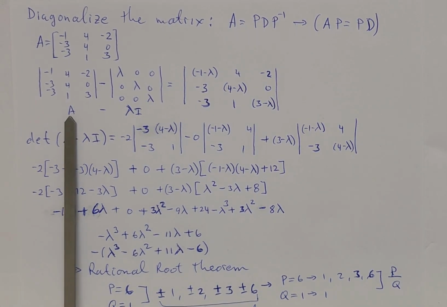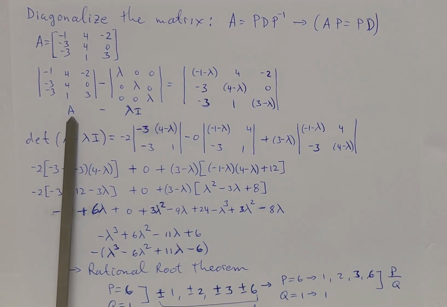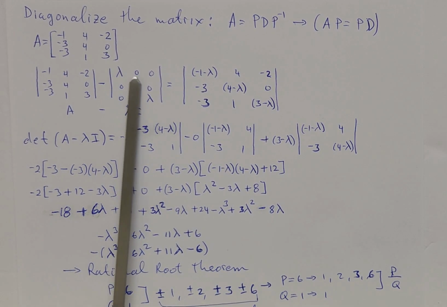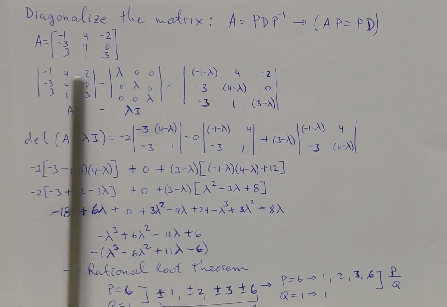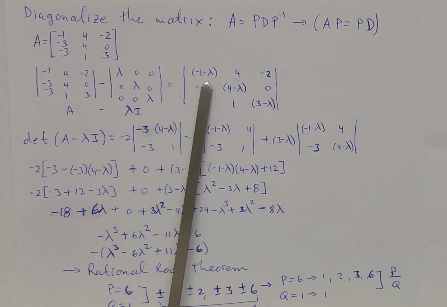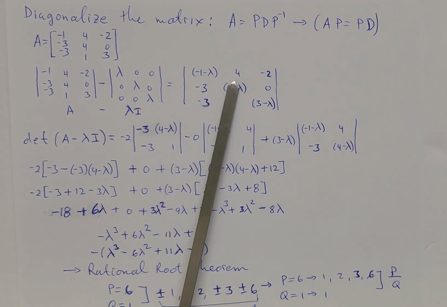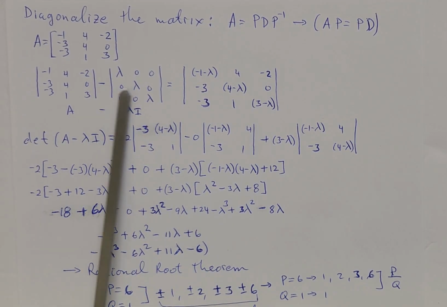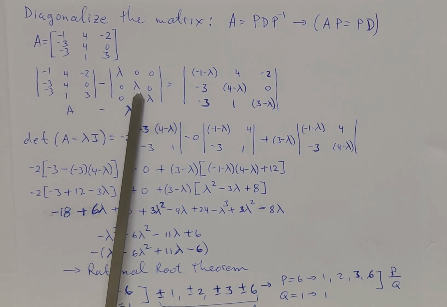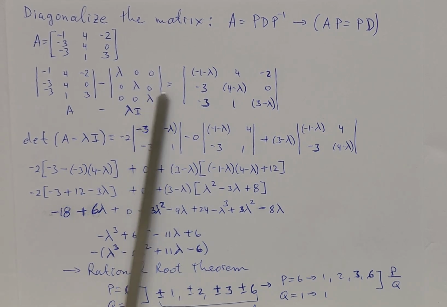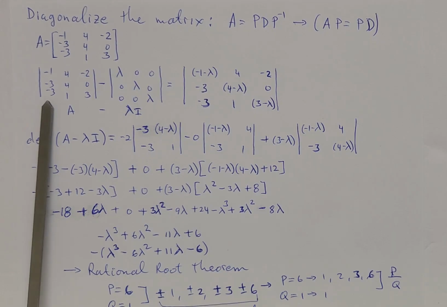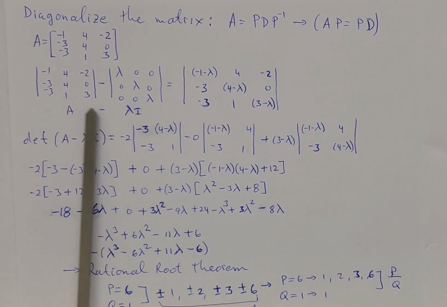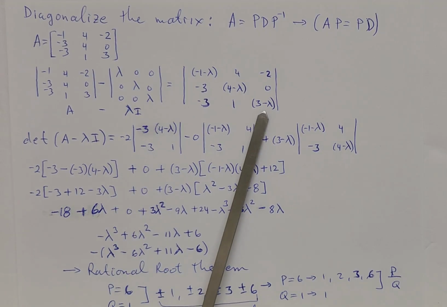After that, just subtract across or add. So A subtract lambda I. So just subtract across. That's it. 1, -1 subtract lambda is this. 4 subtract 0 is 4. -2 subtract 0 is -2. -3 subtract 0 is -3. 4 subtract lambda, which is here. 0 subtract 0 is just 0 right there. -3 subtract 0 is -3. 1 subtract 0 is 1. And then 3 subtract lambda is this.